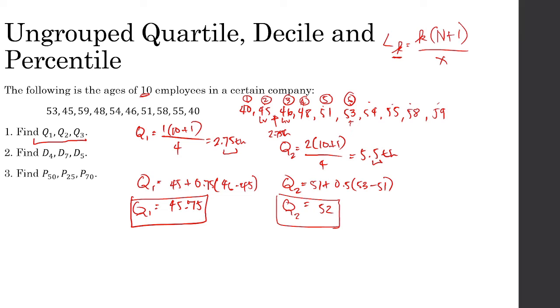Okay? And for the third quartile, same scenario, we will have 3 times 10 plus 1 all over 4. So this will actually be 11 times 3, 33 divided by 4. That will be 8.25. Okay?